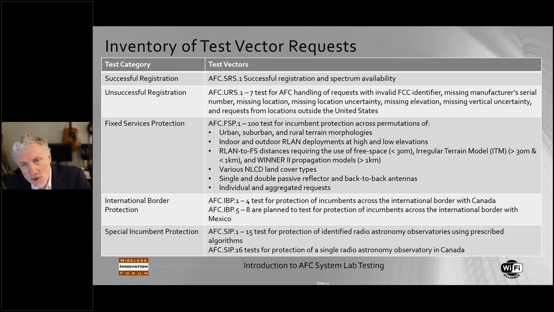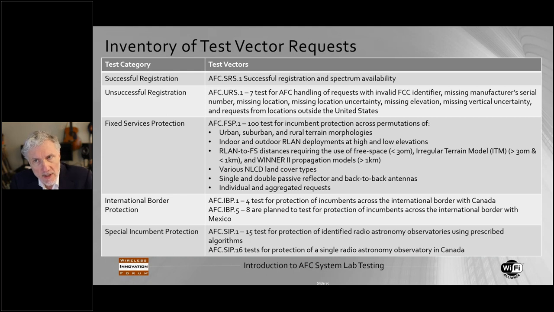And we wanted to make sure that we had complete coverage, that we covered all the different terrain morphologies, that we covered cases where the access points were indoors and where they were outdoors, where they were at low elevations, where they were at high elevations, where they were near an incumbent and where they were at further distances, so that we could exercise and test different propagation models in different land coverage types and in the presence of incumbents that had different types of antennas. We also test individual requests from one access point, as well as aggregated requests from a proxy.